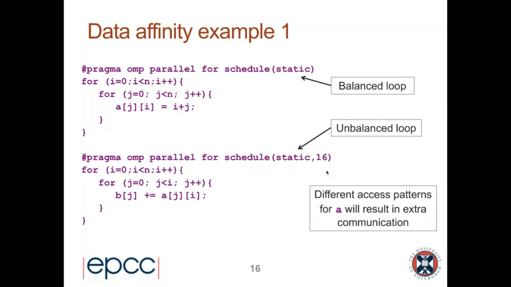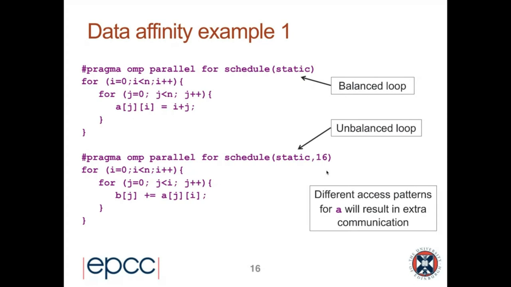So here's an example where data affinity might matter. Here we've got two parallel loops, and they both access a two-dimensional array A. What I want you to do is concentrate on the second loop first. You'll see that the parallel loop is over the I index. But the extent of the J loop depends on I, because we have for J equals zero, J less than I in the second loop nest. So that means that the parallel loop, the I loop, isn't well balanced. The amount of work depends on the value of I.